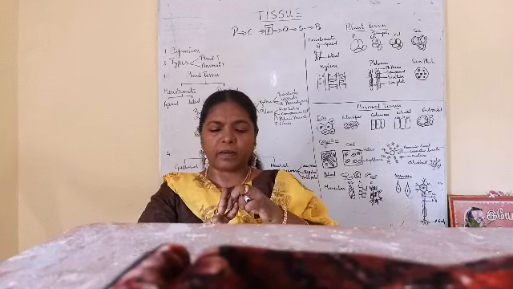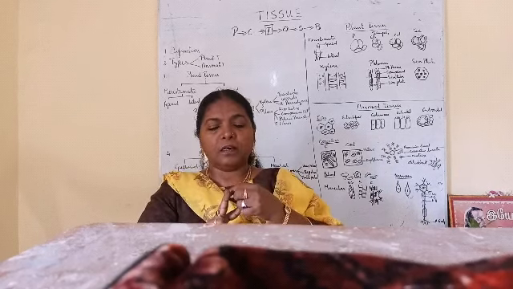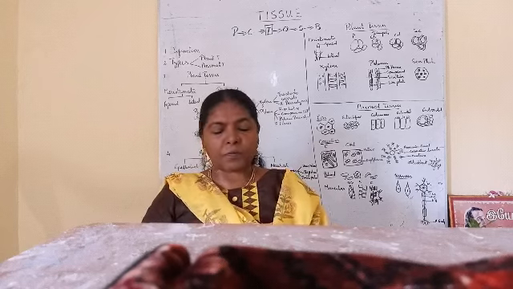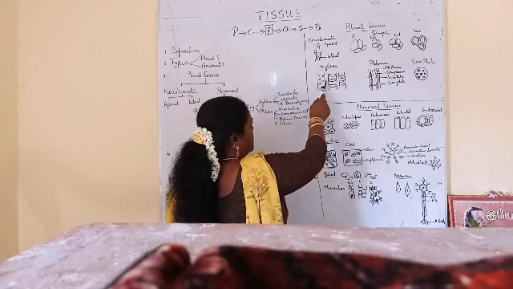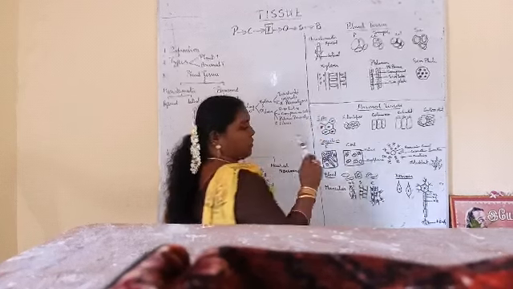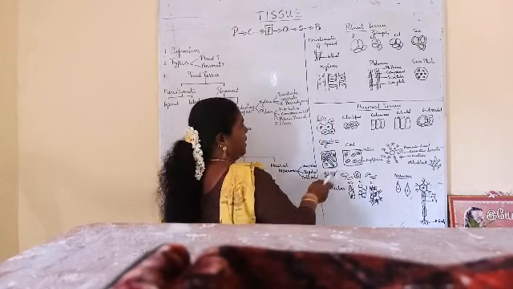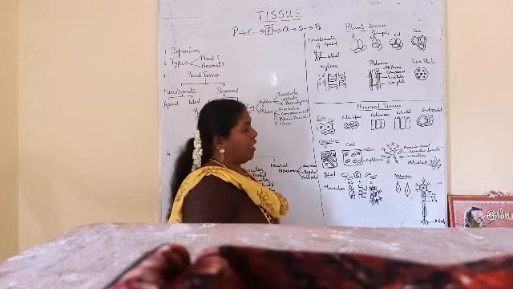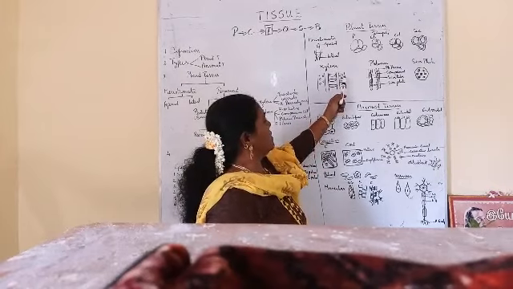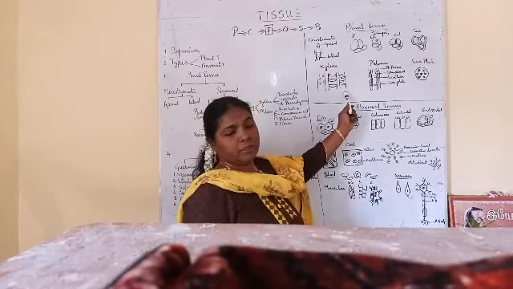And how are they interconnected? They have thickening in the walls, different types of thickenings. See here I have drawn the thickening. Suppose if this dotted structure, if the thickening is like that, it is pitted. If the thickening is ring shape, it is annular. If the thickening is like this, ladder shape, it is scalariform.